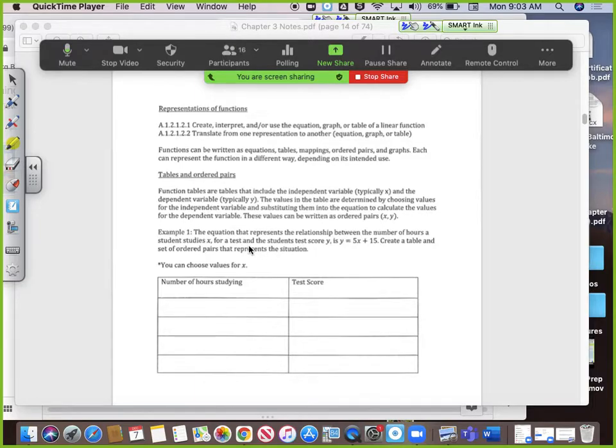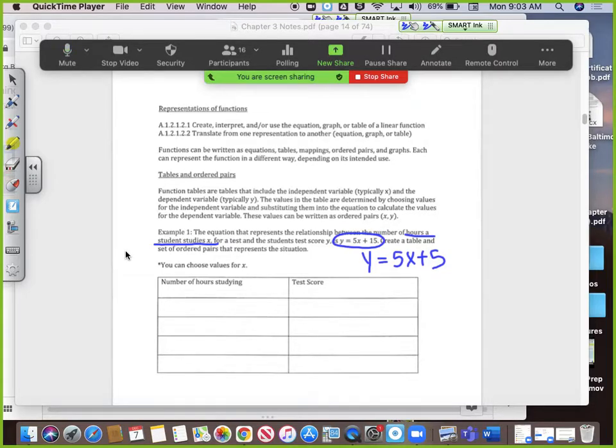Example 1. The equation that represents the relationship between the number of hours a student studies, x, for a test and the student's test score is y equals 5x plus 15. It says create a table and set of ordered pairs that represents the situation. So we have here a function, y equals 5x plus 15. This function is representing what a student's test score will be depending on how many hours the student studies for the test. It tells us here that the hours that a student studies for a test is x.